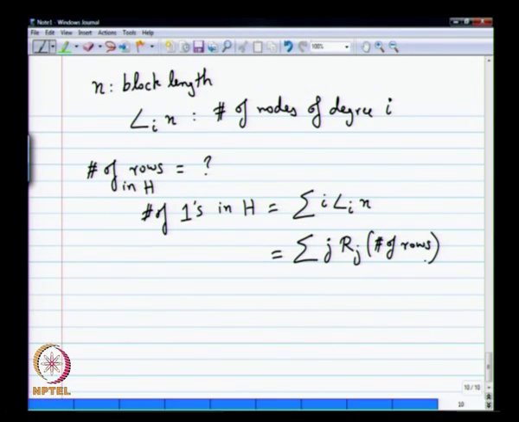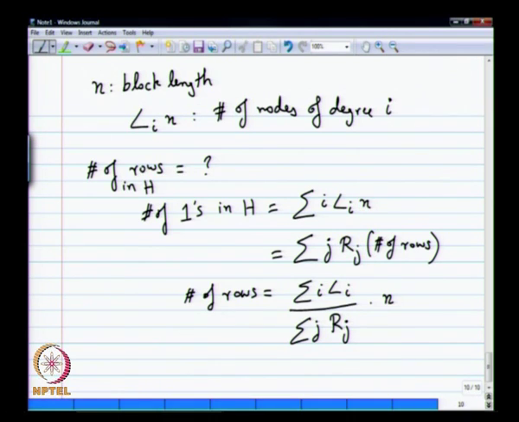So what is going to be the number of rows? Number of rows equals summation i Li divided by summation j Rj, times n. So what will this reduce to in the regular case? It was simply Wc by Wr. Clearly, when i equals Wc, L sub Wc is 1. Every other L is 0 for the regular case. So that works out properly. So this is the number of rows.